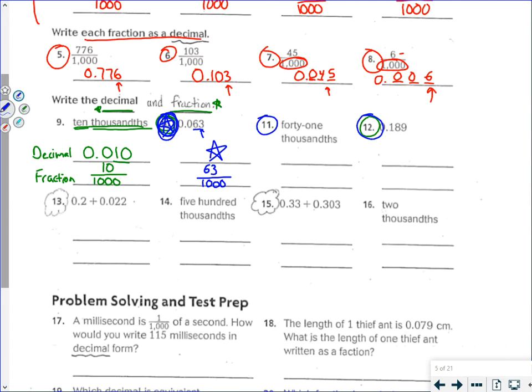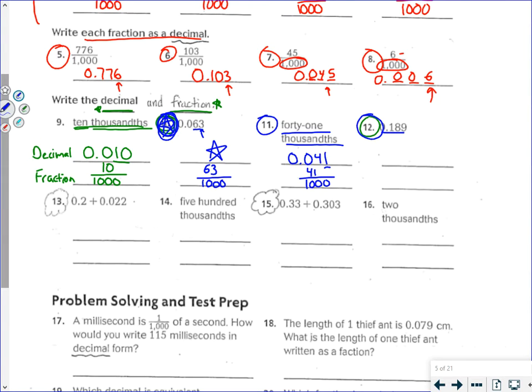Next one, we have 41 thousandths. So once again, we're going to start 0.0 because we don't have any. It's not 40 or 400, right? It's 41 thousandths because it ends in the thousandths place value. So same thing, 41, and then this tells us what our denominator is. 41 thousandths.